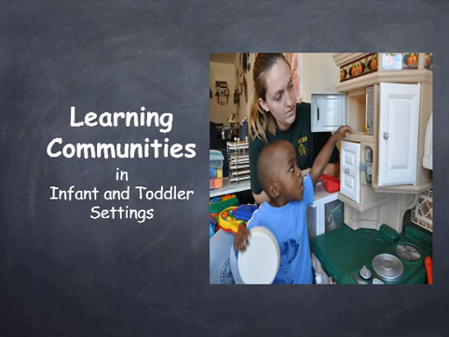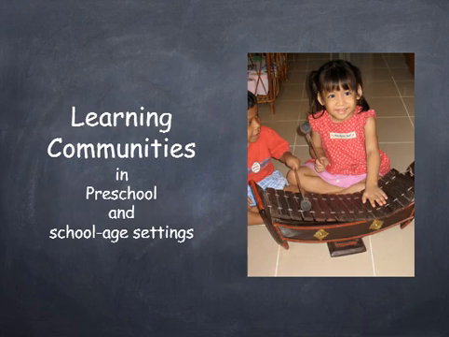When establishing a learning community in an infant-toddler setting, it's important to do 2 things. 1. Listen and respond to verbal and nonverbal cues. And 2. Model empathy, warmth, and caring. When establishing a learning community in a preschool or school-age setting, it's important to do 3 things. 1. Organize cooperative learning experiences. 2. Model respectful behavior. And 3. Model and teach conflict resolution.